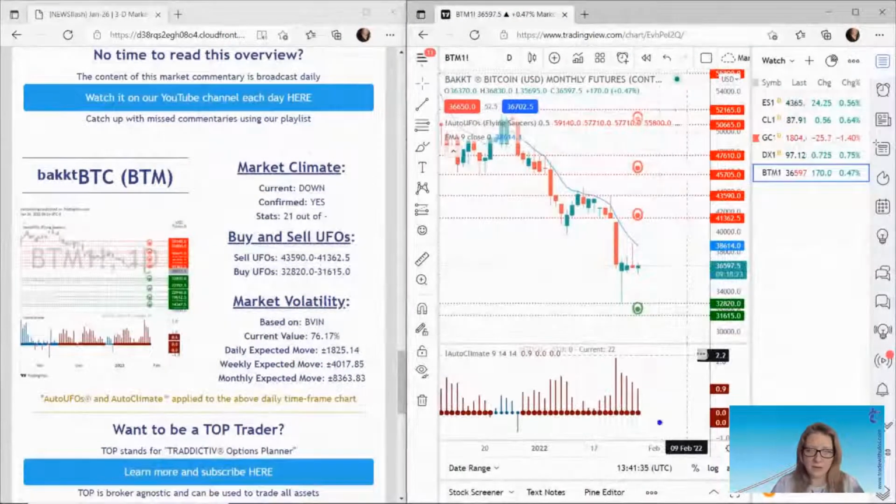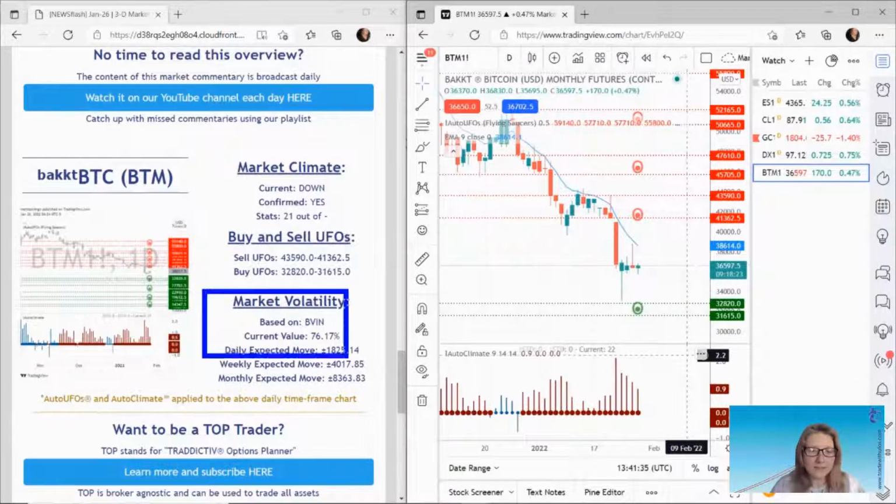unsurprisingly to those that follow these crypto markets, a thick red dot, probability down. We do have sellers up here, but a little way away from where we are now. They are between 43,590 to 41,362.5. And we have buyers down here at 32,820 to 31,650. Again, a little way away. So for the time being, probability downwards, with no buyers or sellers close enough to us to really make an impact today.